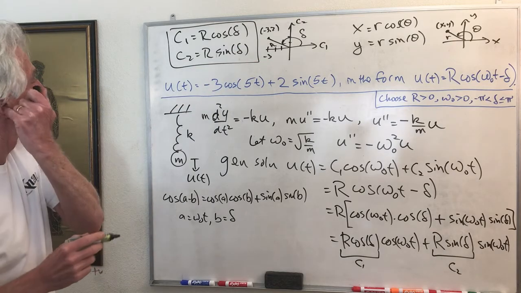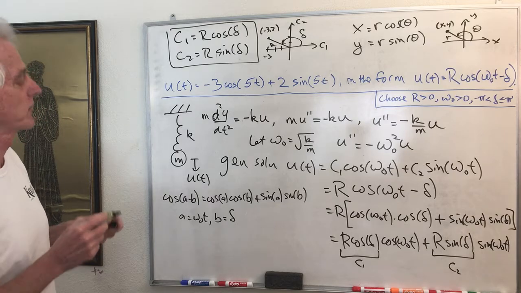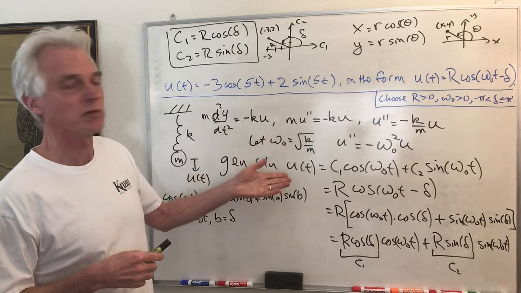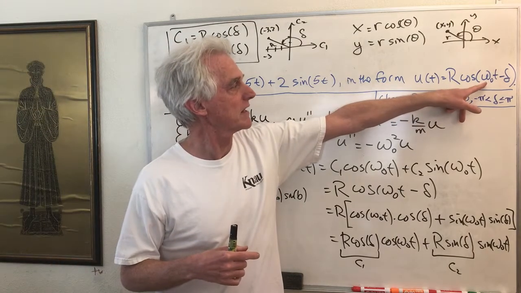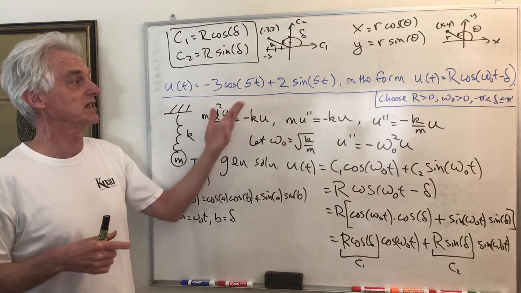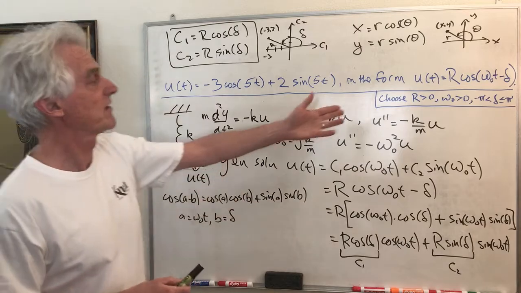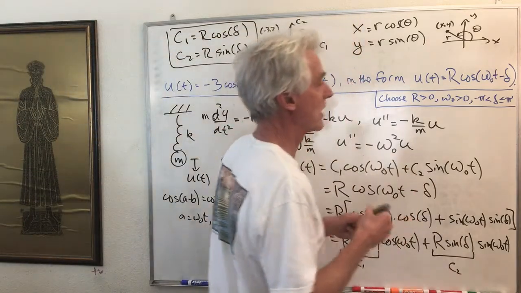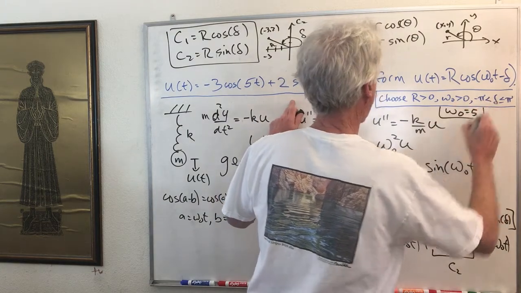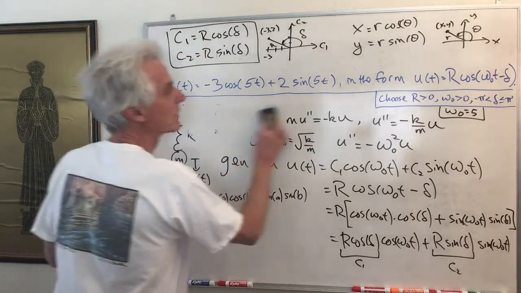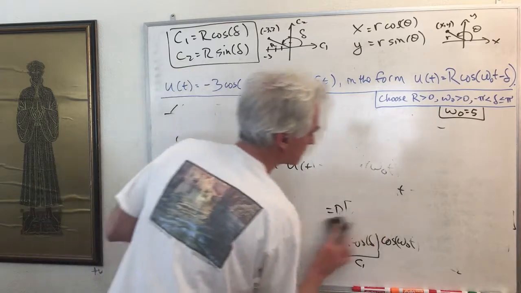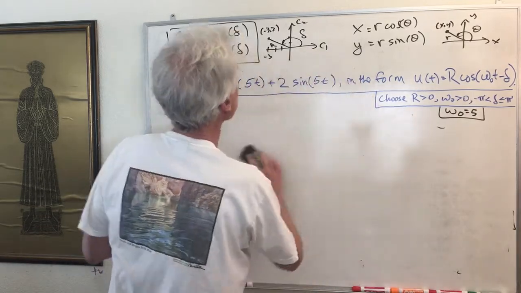All right, so let's take care of a real easy part here. What does omega naught have to be? The omega naught here, the factor in front of the t, has to be the same as the factor in front of t here. So the first thing we have in this problem is that omega naught has got to be 5. And then we need to find r and delta. So we've got that picture up there.